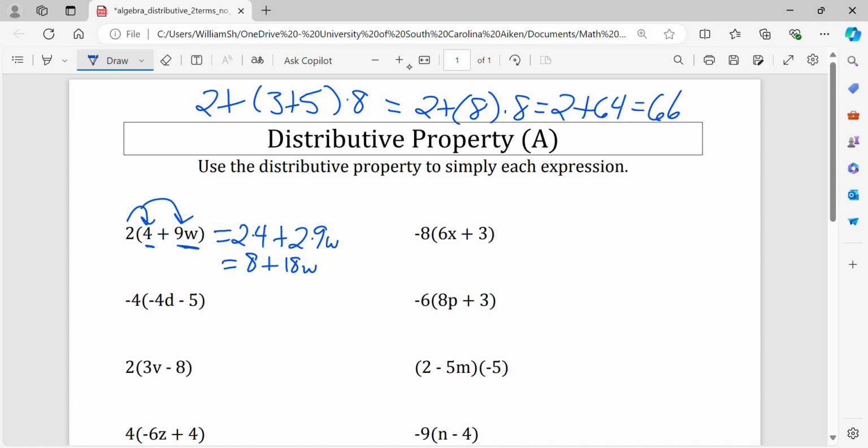Let's try the next one. I've got negative 8 times (6x plus 3). I need to distribute the negative 8 to the 6x and to the 3. Remember that 6x is considered one term and that 3 is considered one term. So we're distributing the negative 8 to the 6x and to the 3. We can simplify this by saying negative 8 times 6x plus negative 8 times 3. Now, negative 8 times 6, don't use your calculator. What's negative 8 times 6?